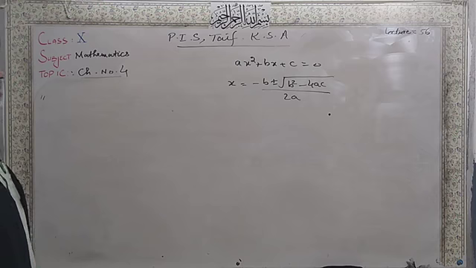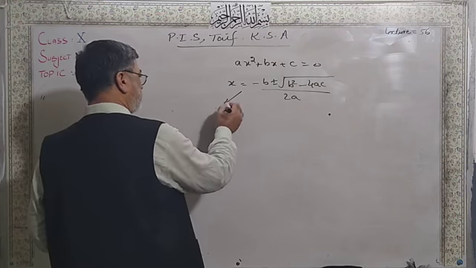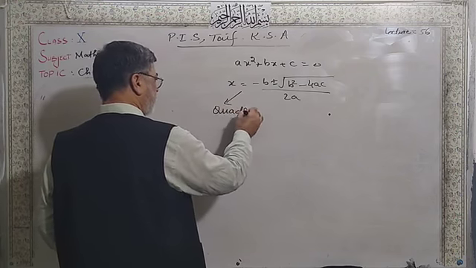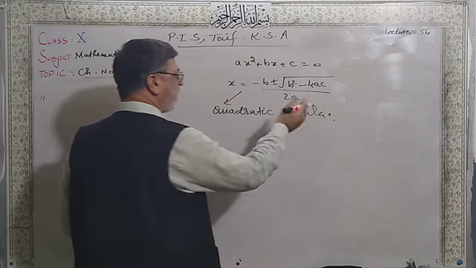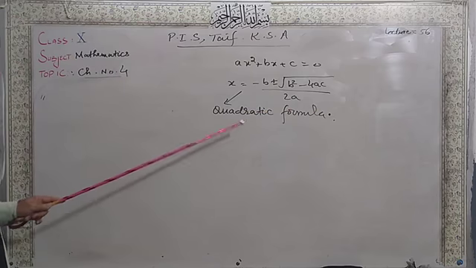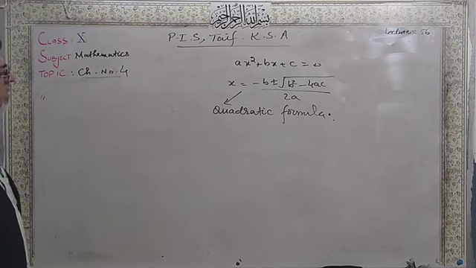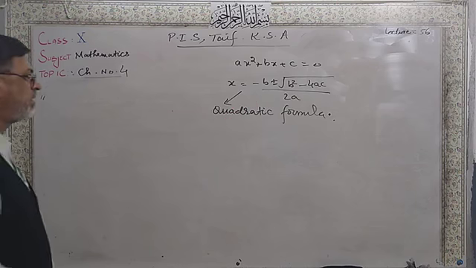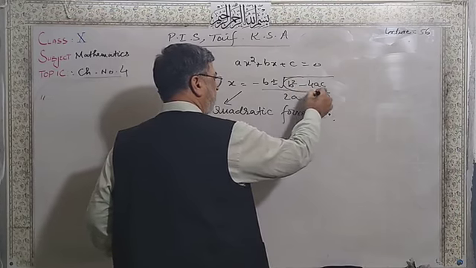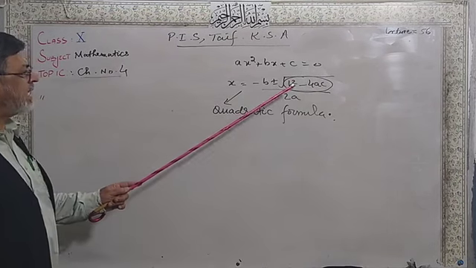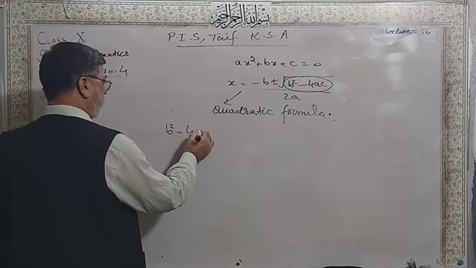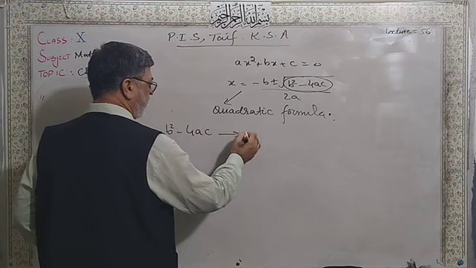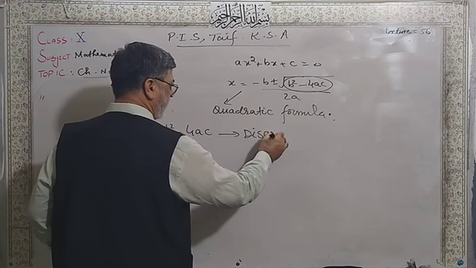This is known as the quadratic formula. The solution of a quadratic equation is the quadratic formula. You have seen this formula. You have applied it also in 10th class, even in chapter number 1, exercise 2. In the quadratic formula, the part inside the radical sign, b square minus 4ac, is known as the discriminant.